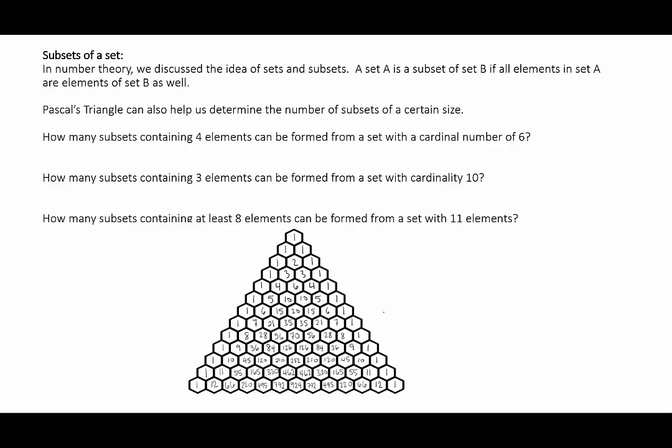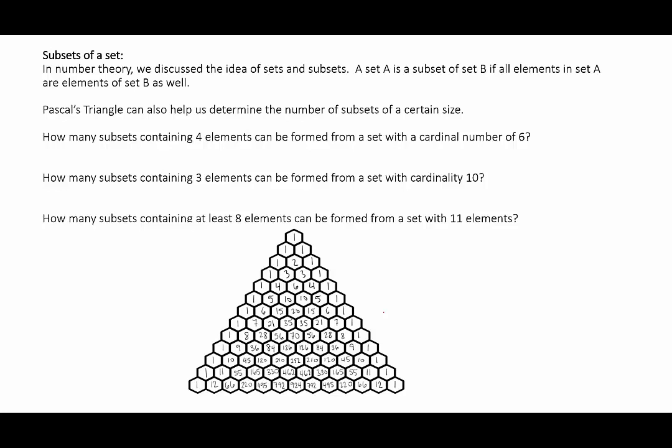Another combination is subsets of a set. In number theory, we discussed the idea of sets and subsets. A set A is a subset of B if all of the elements of A are in set B as well. So if set A is Monday, Tuesday, Wednesday, and set B is Monday, Tuesday, Wednesday, Thursday, Friday, we would say that A is a subset of B because I can find Monday, Tuesday, Wednesday in the set containing Monday, Tuesday, Wednesday, Thursday, Friday.